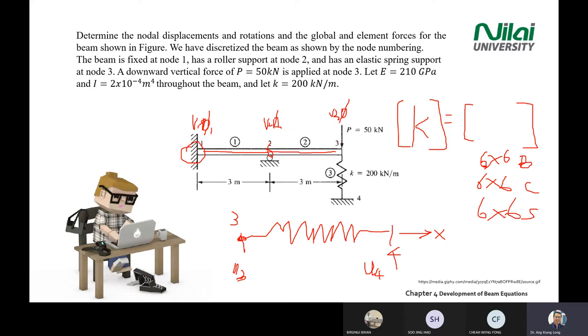So here, if you take this concept, the one diagram below, however, is in the y direction, right? Your x is like this, but you are in a y direction. So if you look at the spring alone, element 3, your U needs to change to V because it's in the y direction. So you have V3, and then this one becomes V4.